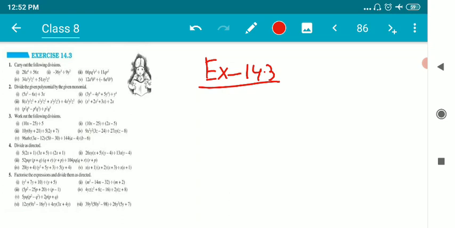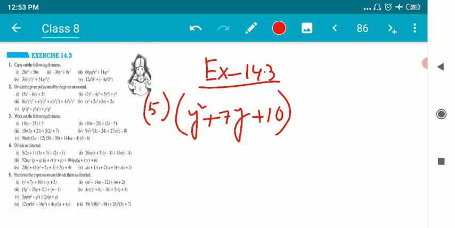So here in this video, I'm going to explain a very important, interesting question, question number 5, which gives us an immense idea about the factorization of the division of algebraic expressions. So let us talk about the division of expressions. The expression y square plus 7y plus 10 needs to be factorized or divided by y plus 5.